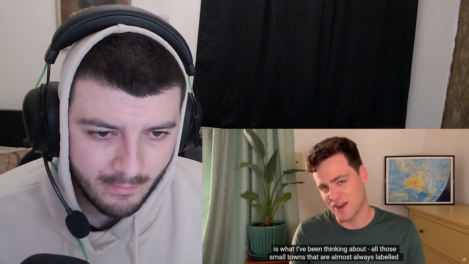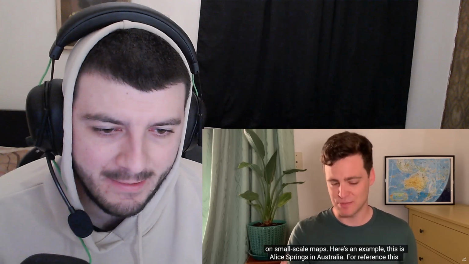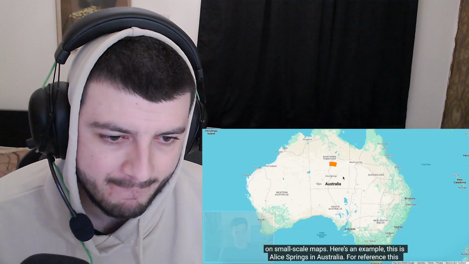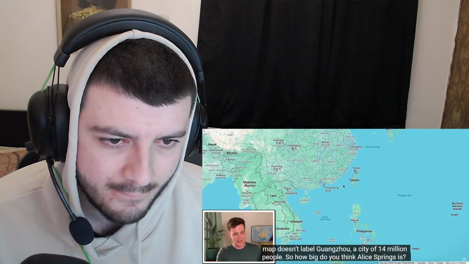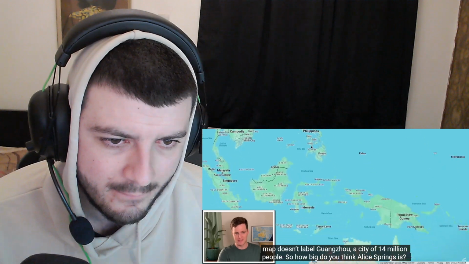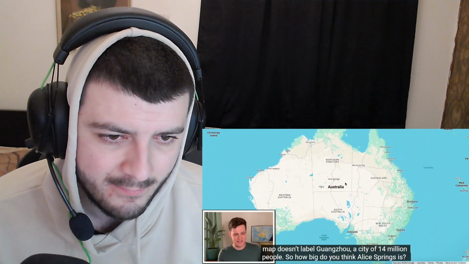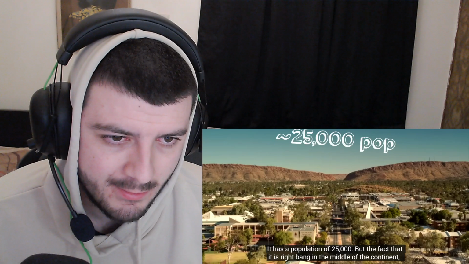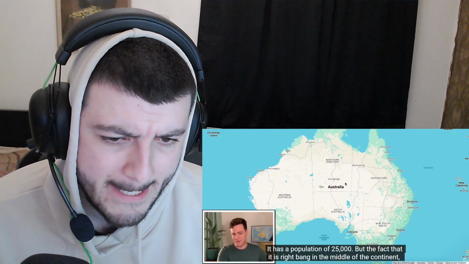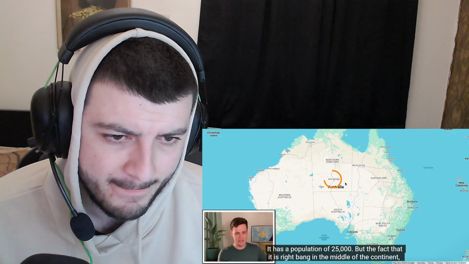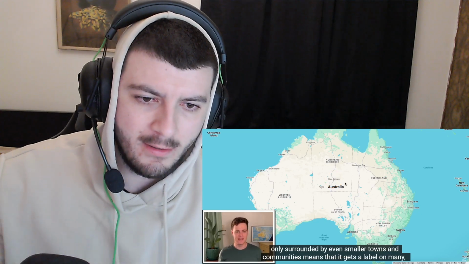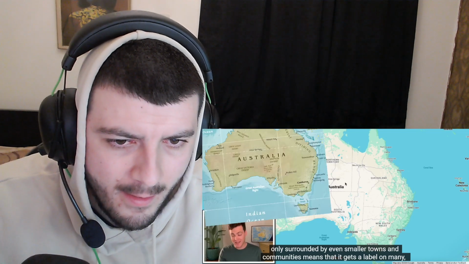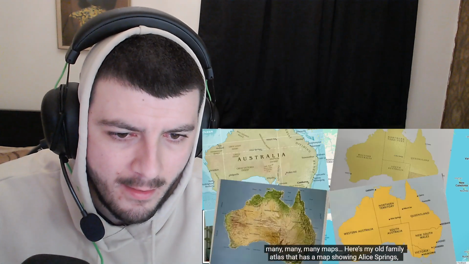And this is what I've been thinking about. It's crazy, but if you think about it, it has some common sense to it. Small scale maps. Here's an example. This is Alice Springs in Australia. For reference, this map doesn't label Guangzhou, a city of 14 million people. So how big do you think Alice Springs is? Well, it has a population of 25,000. But the fact that it's right bang in the middle of the continent, only surrounded by even smaller towns and communities, means that it gets labeled on many, many maps.